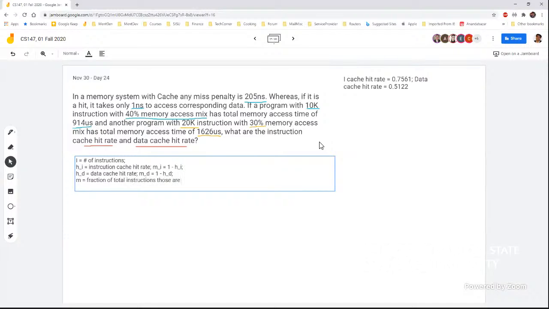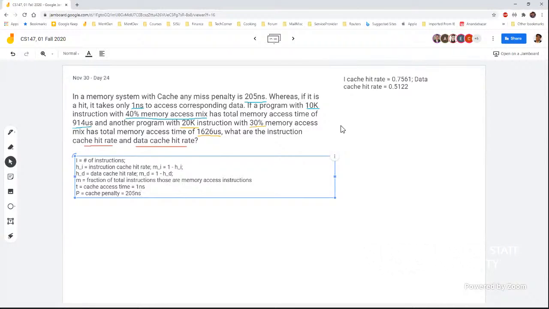Those are memory access instructions, like load word, store word, that kind of instructions. And then T equals cache access time. So this one is basically 1 nanosecond. And then P equals the cache penalty, which, given this problem, is 205 nanoseconds.